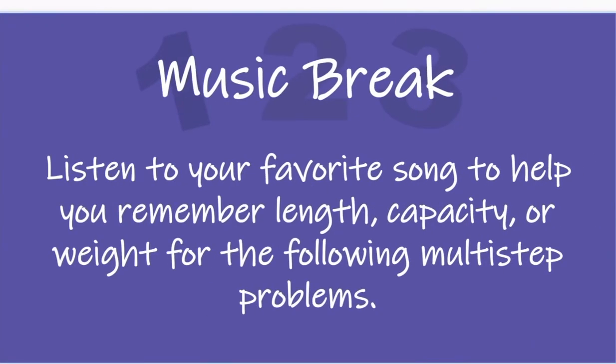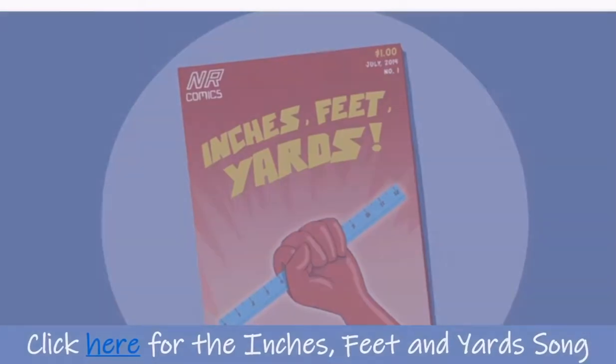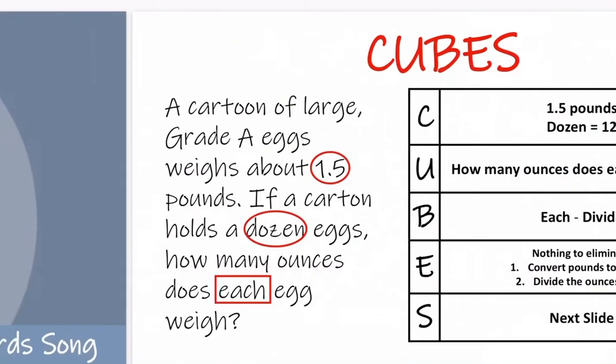So you can take a music break, listen to your favorite song to help you remember length, capacity, and weight for the following multi-step problems. What's nice is that you already kind of know how many cups are in a pint or cups are in a quart and stuff like that. But you can always use your reference sheet. These songs are just meant to help you. So there's 3 songs. Go through them at your own time. But we are going to move on to another problem.